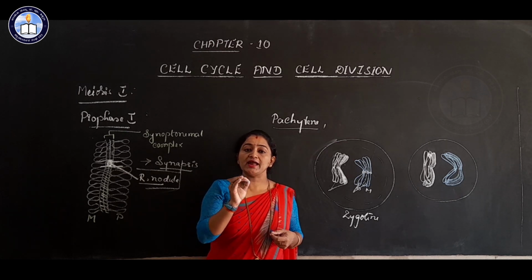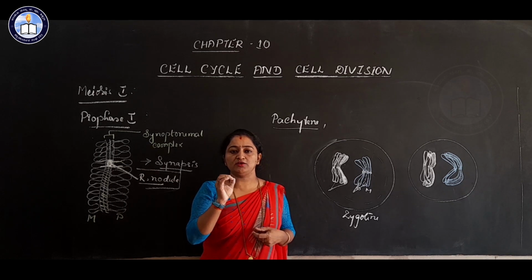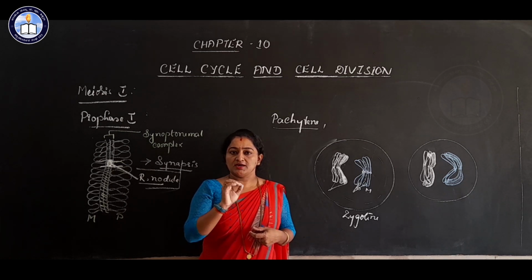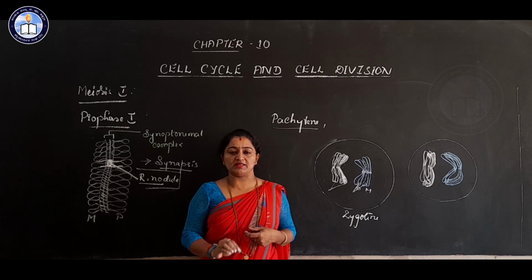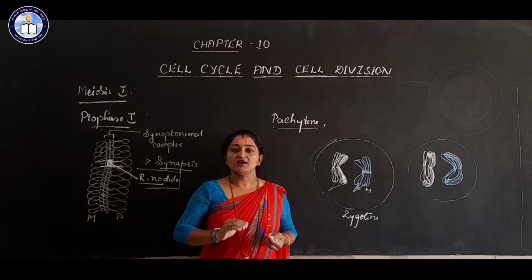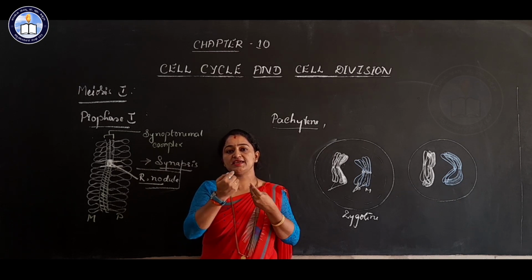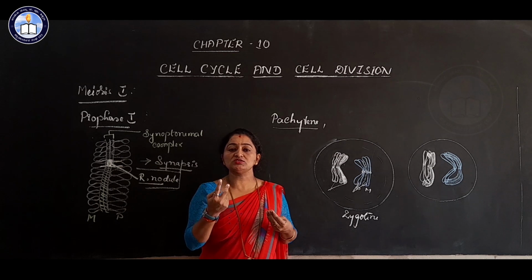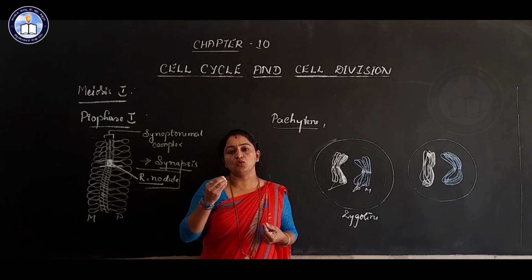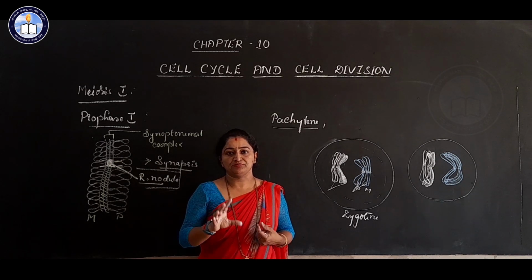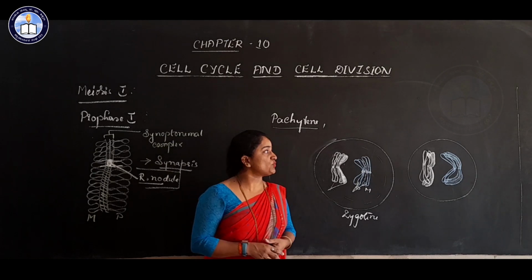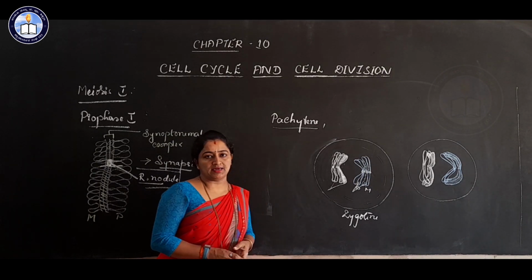Okay, this is the end of packaging stage. At the end of packaging stage, crossing over positions will be there, chiasmata region will be there, where genetic material exchanges between two non-sister chromatids of homologous chromosomal pair. This is about the packaging. Next one is diplotin and diakinesis.